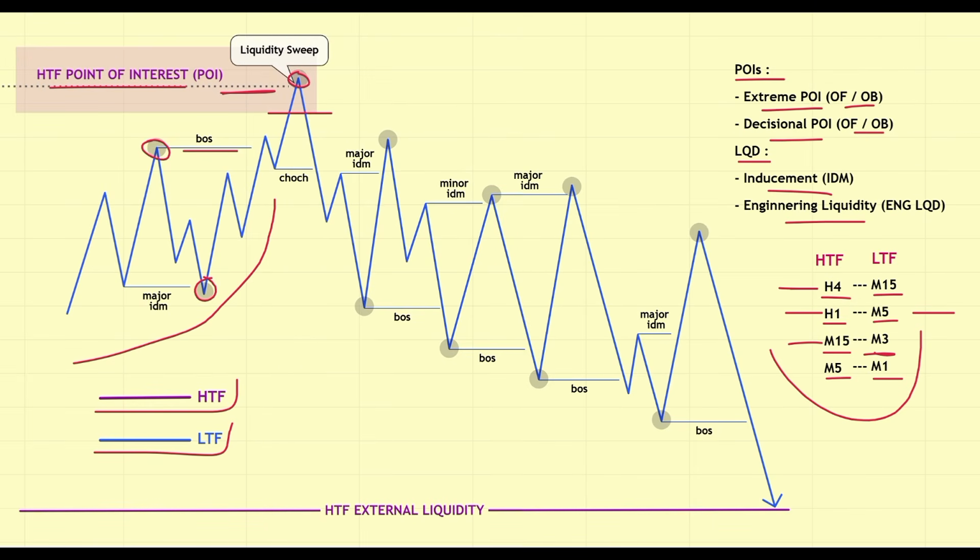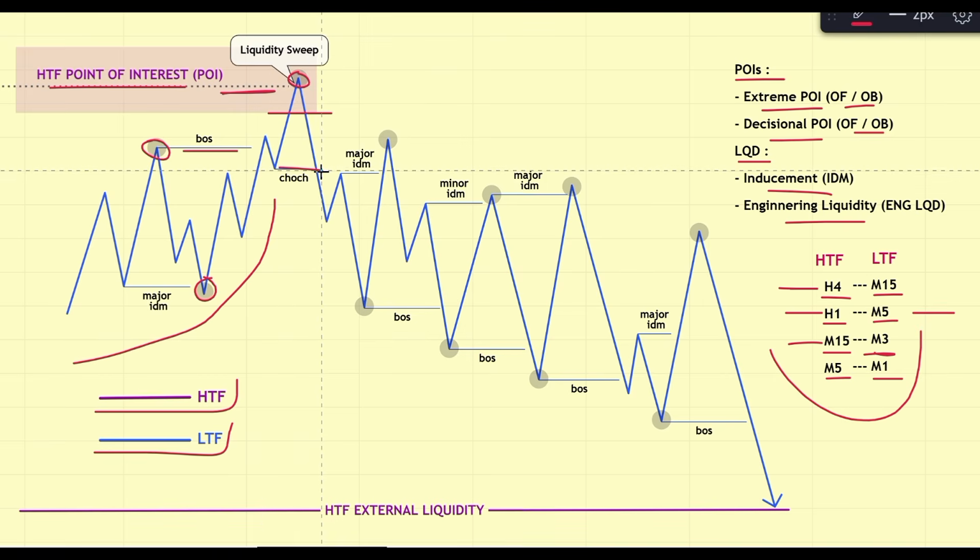And we always know that the inducement is the recently formed valid pullback. I mean, not the pullback, but the liquidity resting below that recently formed valid pullback low. That's what we call the inducement. In this case, it's a low because we are in an uptrend.